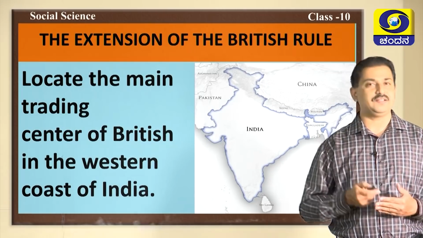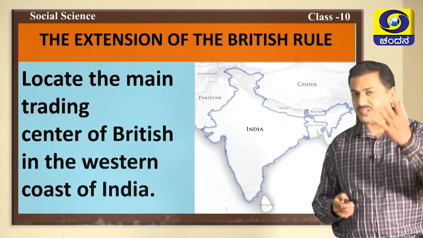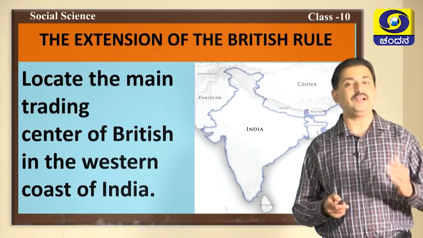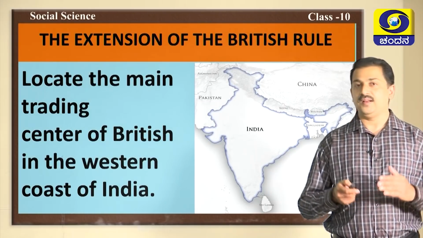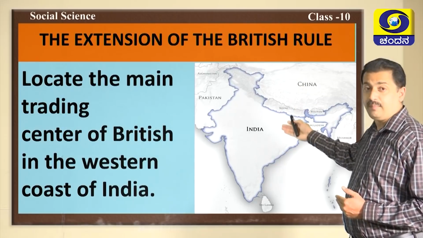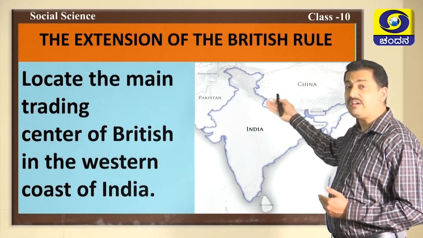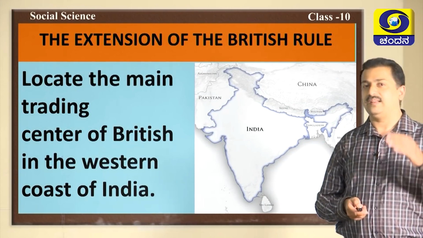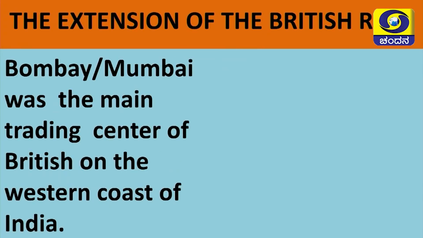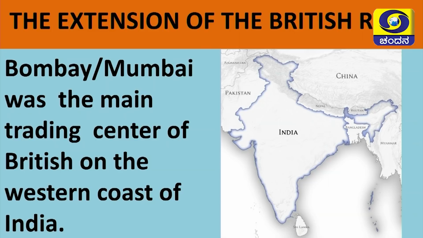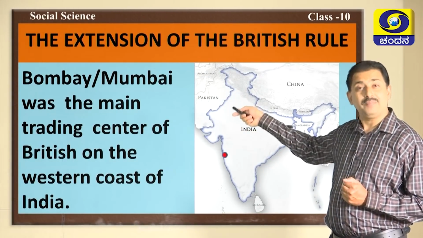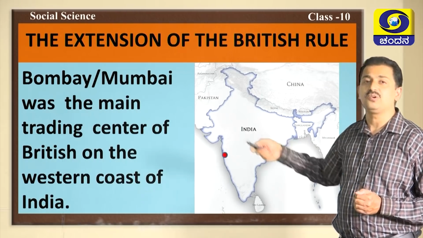Before we go to the lesson, let me ask you a few questions. Hope you are ready. These questions are related to the first lesson, the advent of Europeans to India. The question is, locate the main trading center of British on the western coast of India. Can you locate? It's very easy. Yes, you are correct. The correct answer is Mumbai or Bombay. The present Mumbai was previously called Bombay. So, this Bombay was the main trading center of British on the western coast of India.